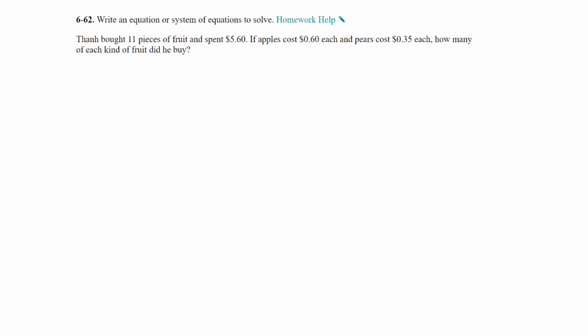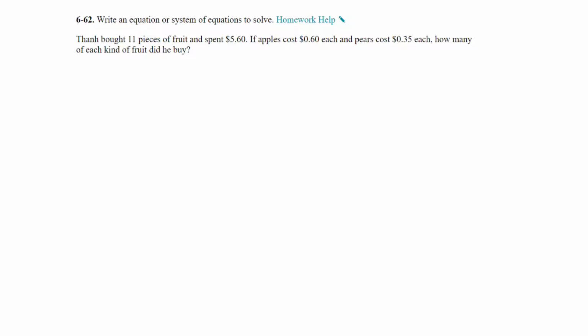Question 62, write an equation or system of equations to solve. I'm not sure how to pronounce that name. Than bought 11 pieces of fruit and spent $5.60. If apples cost 60 cents each and pears cost 35 cents each, how many of each kind of fruit did he buy? So when we write an equation or a system of equations, we do need to write let statements.